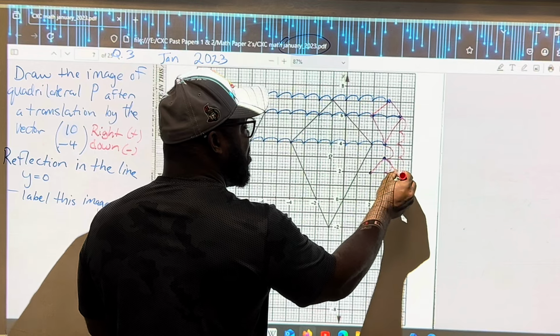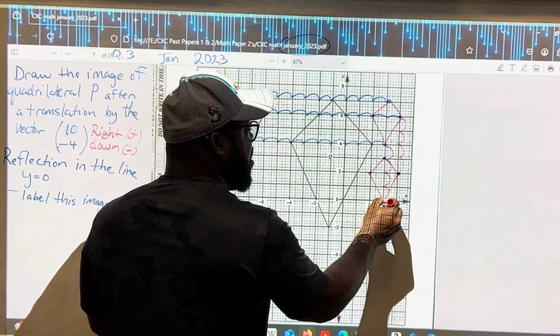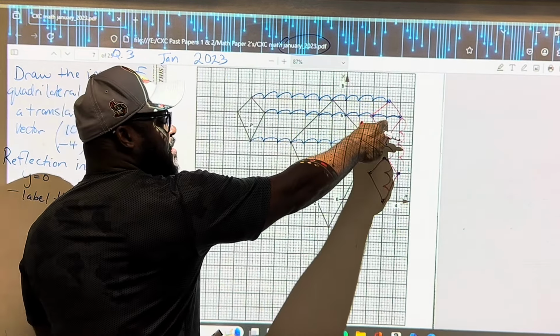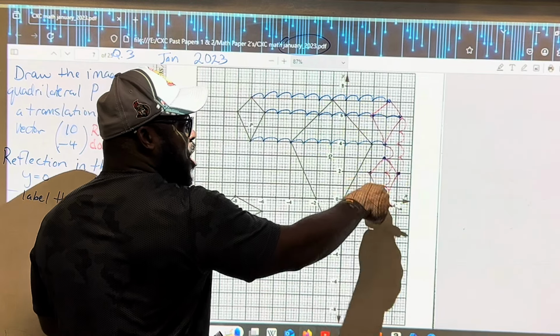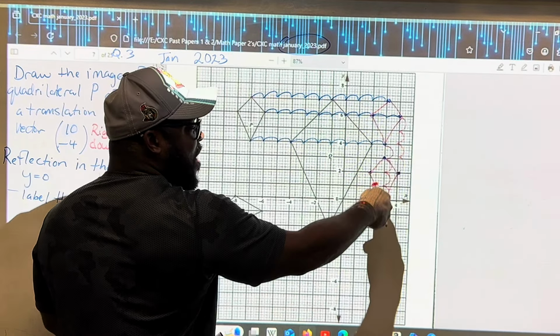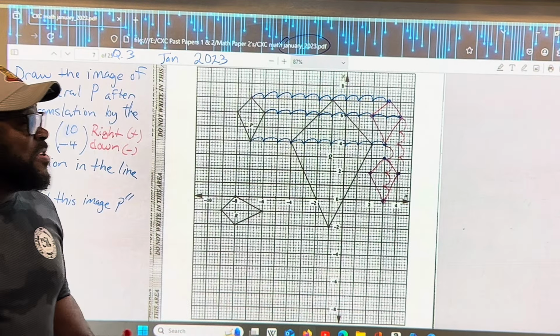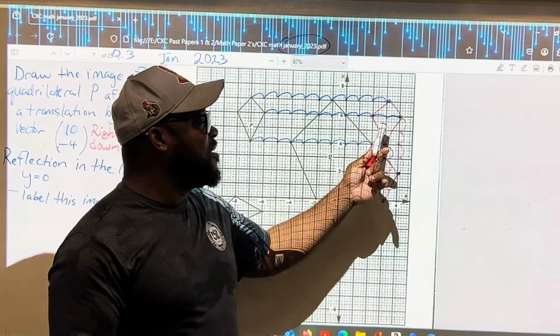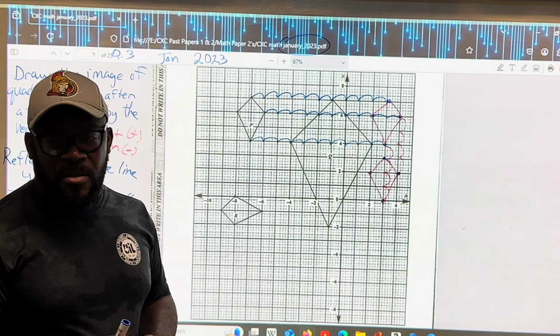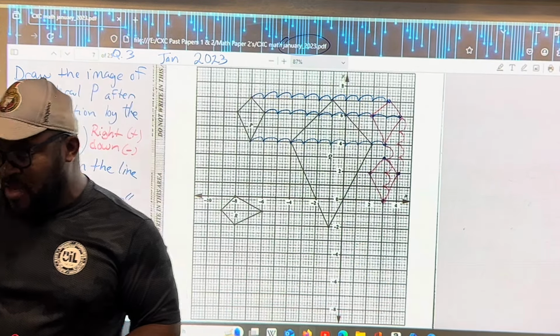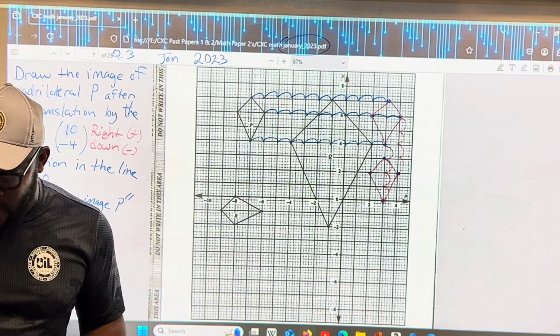So you've got a shape now. This is the final shape you're supposed to have. So it shifted here first, then it went down. It went past 10 and it went down 4. It's supposed to be one shape, right? But I did two just to show you guys. You don't have to if you don't want to.